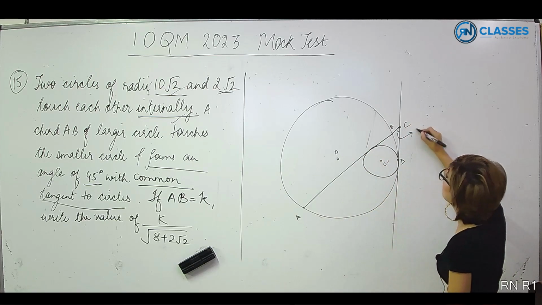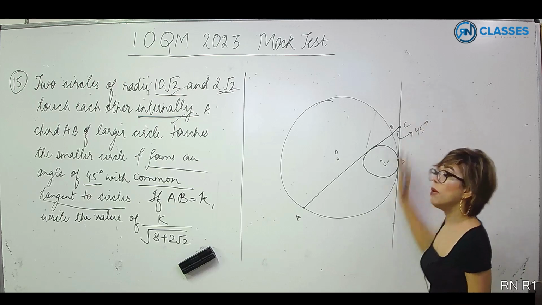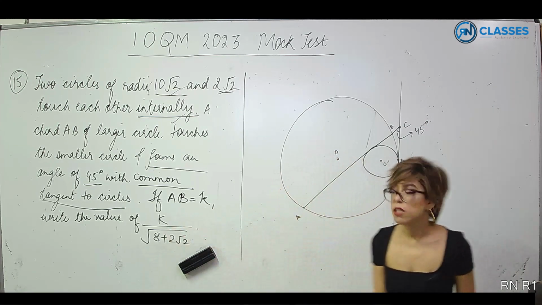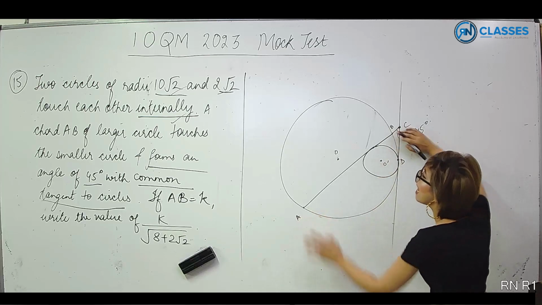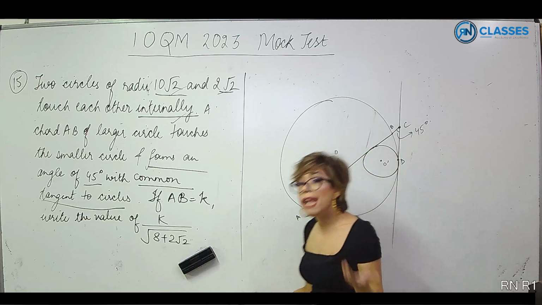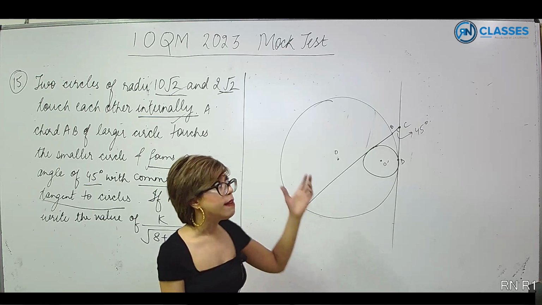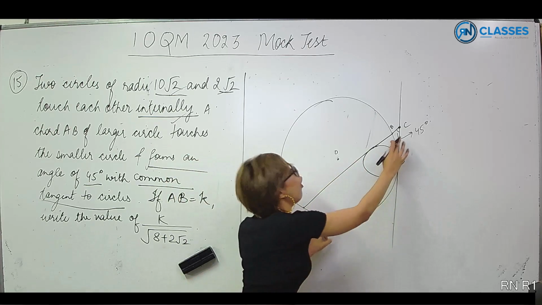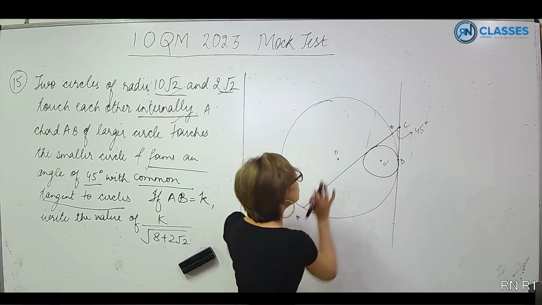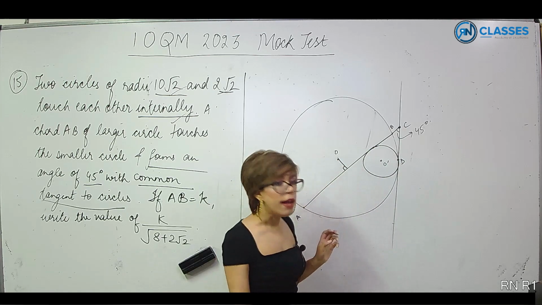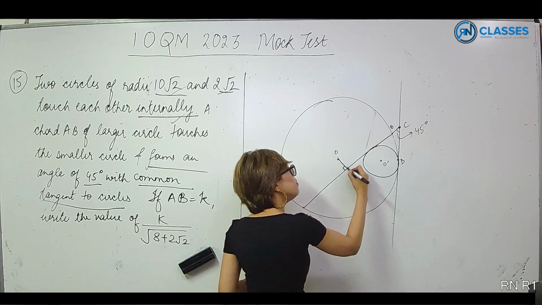So this angle is 45 degrees with the common tangent. Now he says that if AB is this, write the value. So basically I am interested in the length of the chord. Now length of the chord, and I know the radius of the circle. If I want to find out the length of the chord and the radius of the circle is known to us, the basic method is to drop the perpendicular from the center. Why? Because it will bisect the chord.